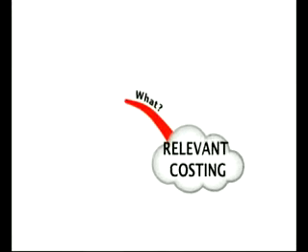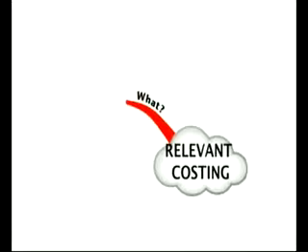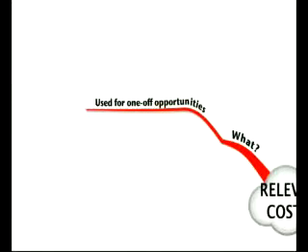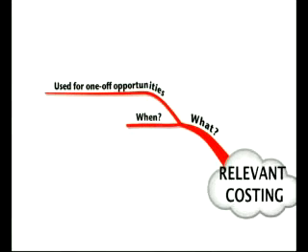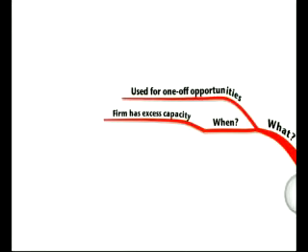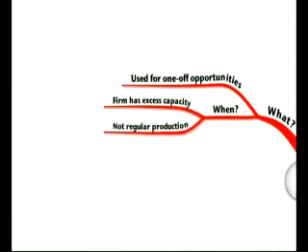So what are we talking about first of all with relevant costing? Well, we're talking about one-off opportunities. Up to this point, we've been thinking of our production line and how to calculate our costs of production. Now we're starting to look at one-off opportunities. So we're thinking about maybe when you have excess capacity and someone says they want a product made, should you use that excess capacity to make it? And we're thinking of things that aren't regular production. So one-off projects, one-off contracts, one-off costs.